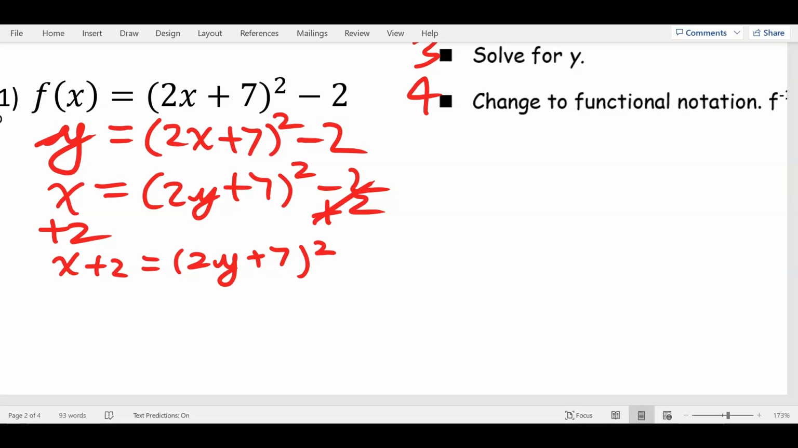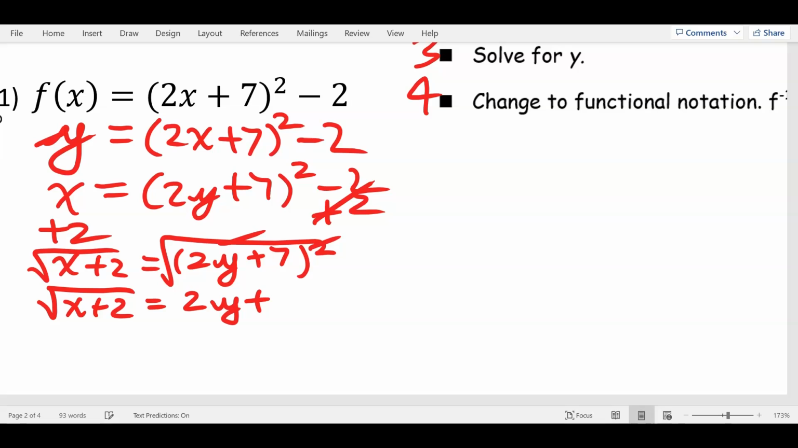Number 3 still, solving. What do I do next? Square root, to get rid of the square root. So square root this side, square root this side. On the right, when you square a square root, they cancel out. Okay, hold on. So square root of x plus 2 equals, now it's just 2y plus 7.